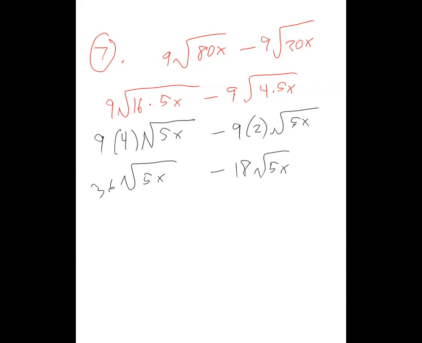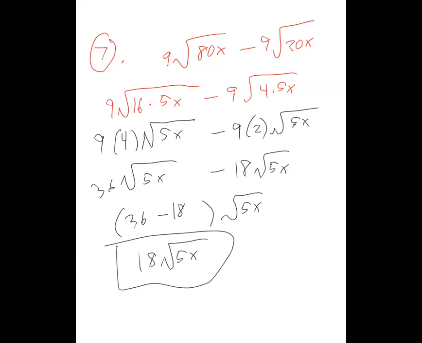So you can factor out the square root of 5x to be at the end by itself. And then the only thing left in front, in parentheses, would be 36 and negative 18. So then what is 36 minus 18? 18, you're right. So it'd be 18 square root of 5x, like that. Perfect. So that's number 7.